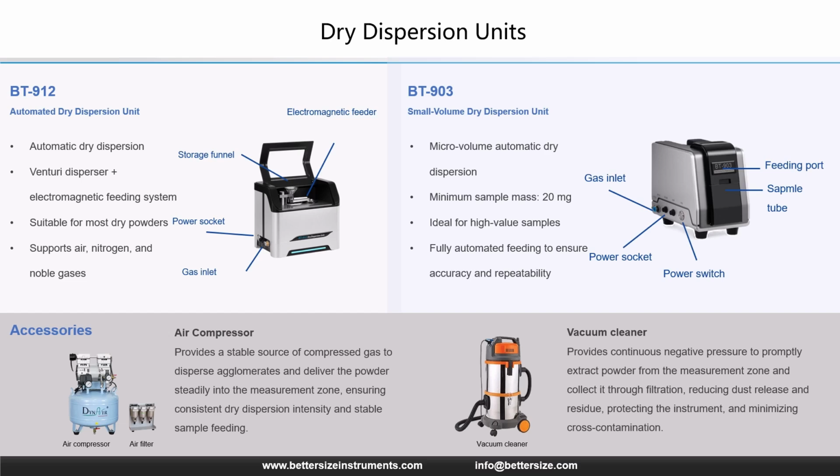For scarce materials, the BT903 is the engineered solution. It miniaturizes the flow paths to require only 20 mg of the sample, ideal for early-stage pharmaceutical R&D. Both units rely on a dedicated air compressor and vacuum system to maintain stable pressure and ensure zero laboratory contamination.